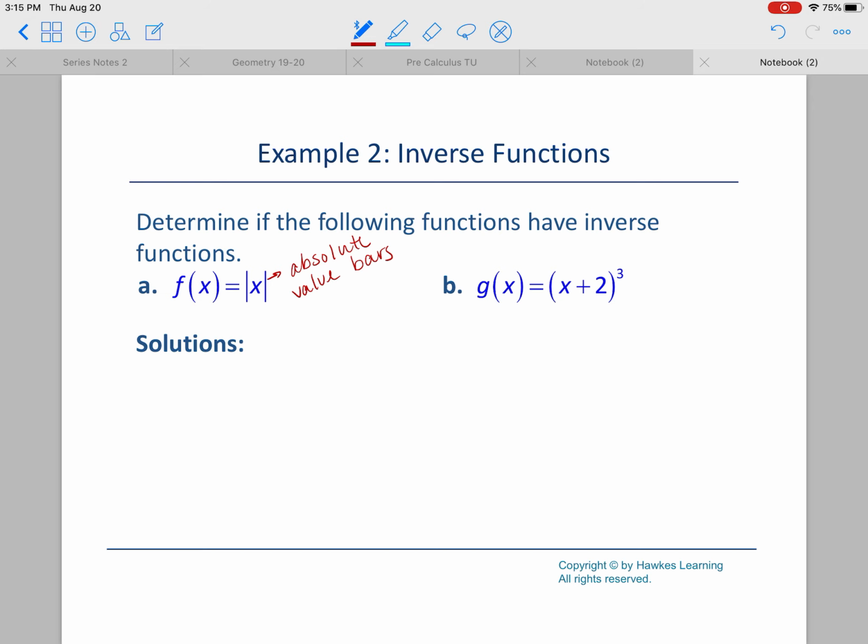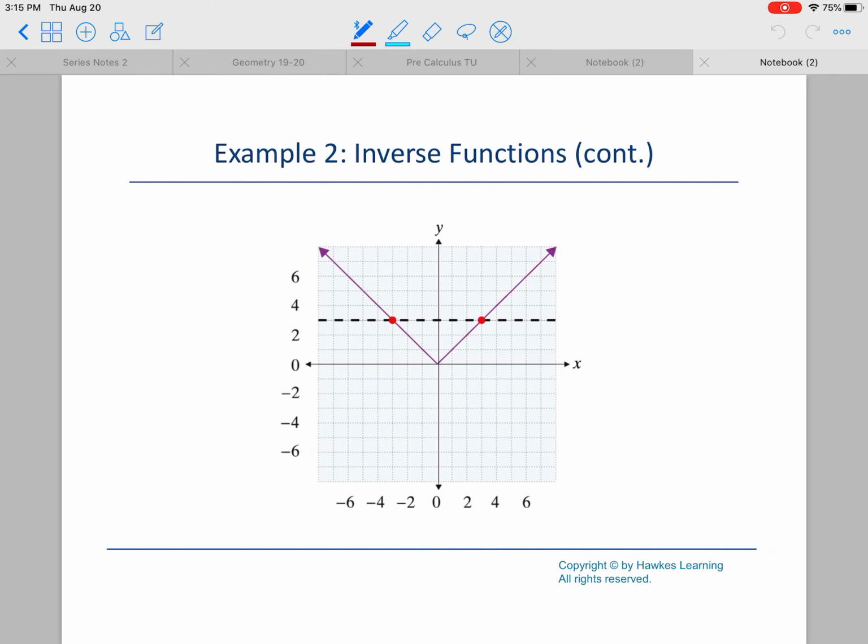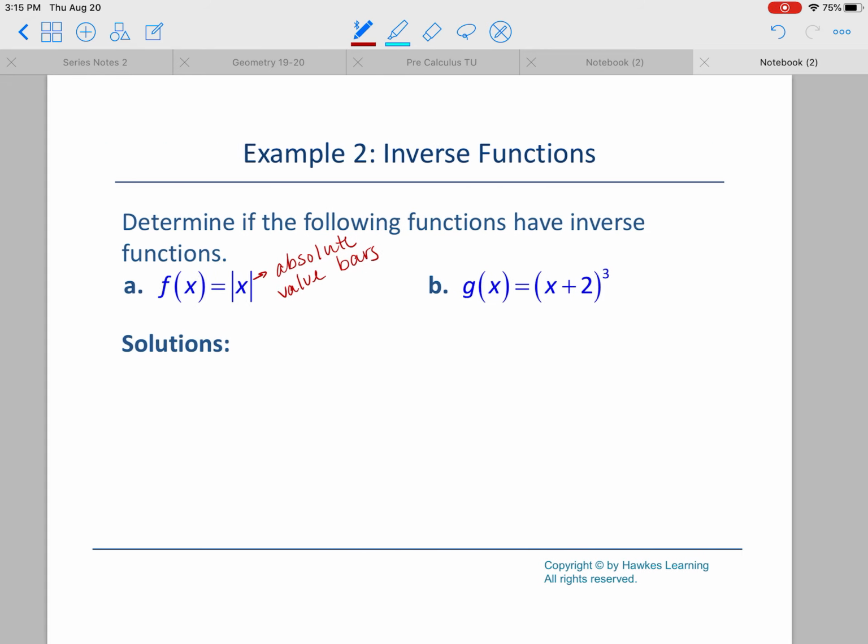So does it have an inverse function? Let's go and look at its graph really quick. This is what the graph of the absolute value of x looks like. Does it pass the vertical line test? Well, it hits it right here and it hits it right here. Since it hits it twice, its inverse is not a function. It does not have an inverse function here, since it does not pass that line test.